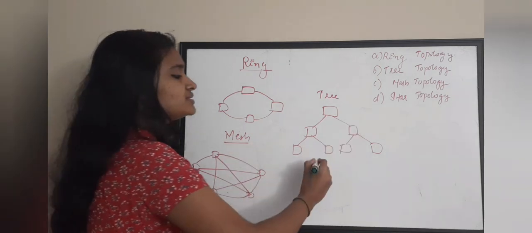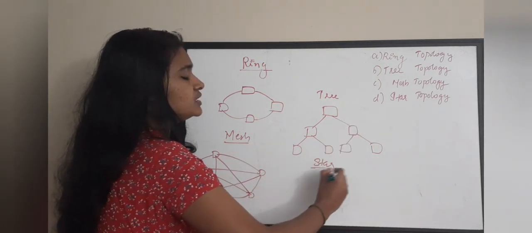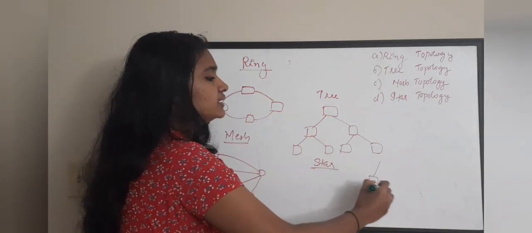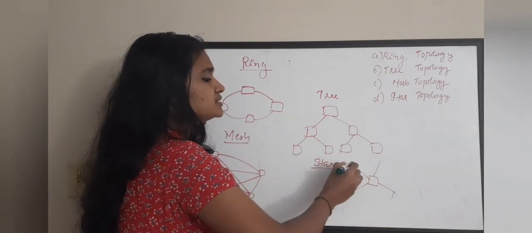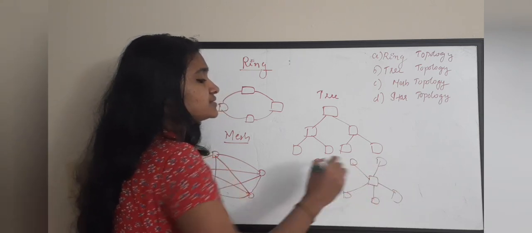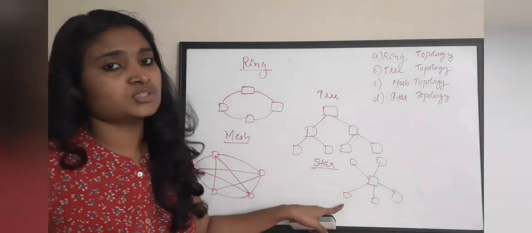Now let us see what a star topology is. In a star topology, like a star, there is a center node and there are nodes to which this center node is connected, like a star network or just like a star. So this is how a star topology will look.